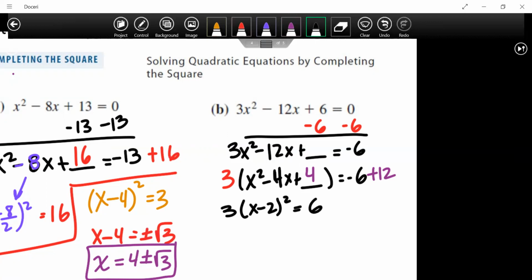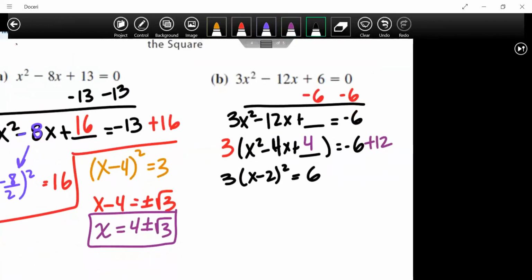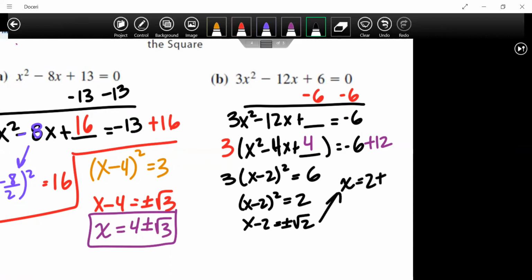It's taking some delays here. I'm going to simplify this one because I think you can get it from here. Taking this divided by 3, we get 2. Taking the square root of both sides, we get x minus 2 is equal to plus or minus the square root of 2. And then our final step would be to write it as x is equal to 2 plus or minus the square root of 2. That's our answer. Again, if you want to leave it like that, you're definitely more than welcome to.